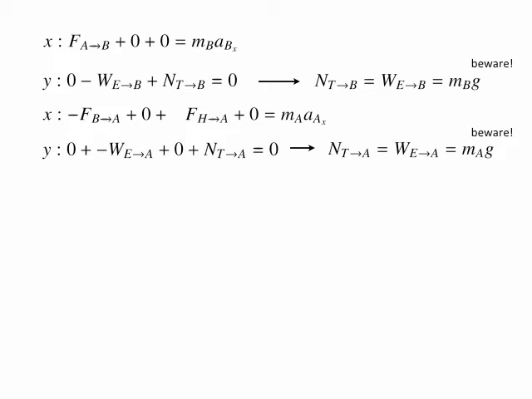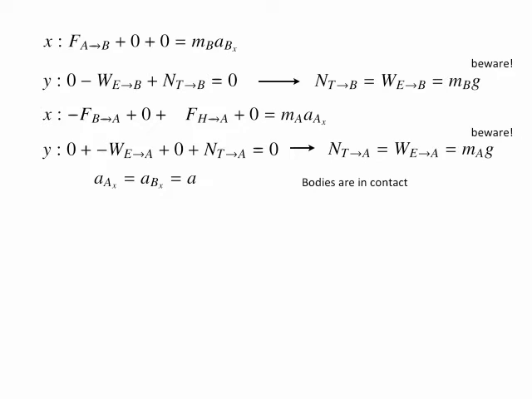Okay, what about these accelerations? Acceleration of B and acceleration of A? Well, it turns out they've got to be the same, because the two bodies are in contact. If book A moves to the right, book B must also move to the right by the same amount. Therefore, they have to have the same acceleration.